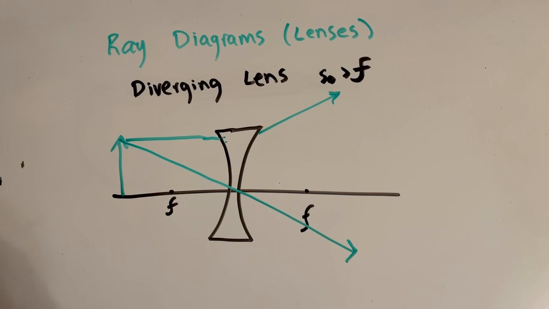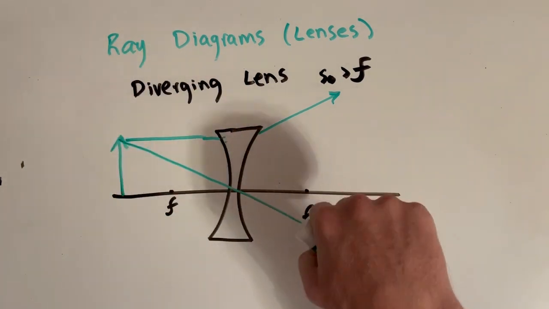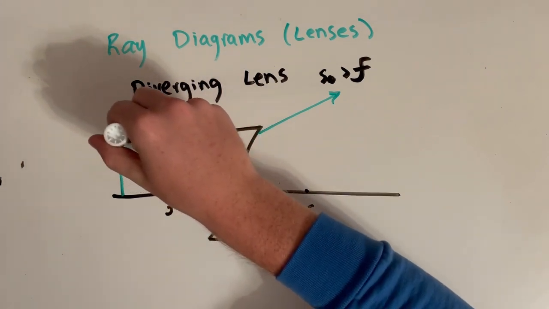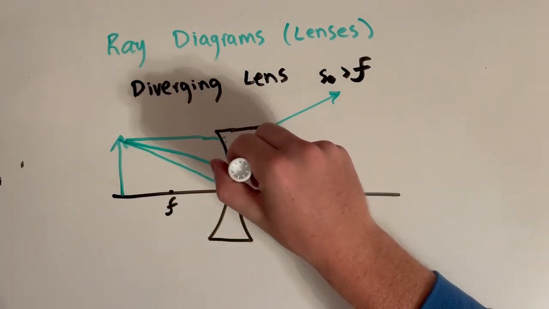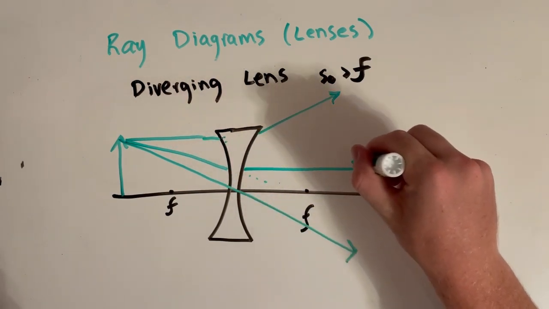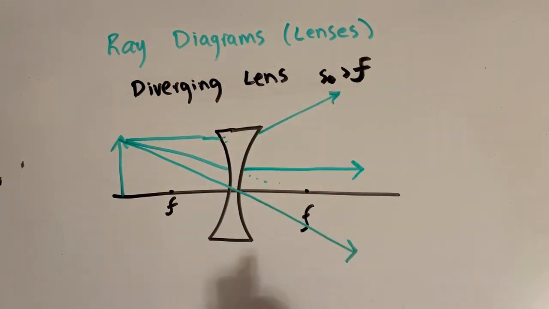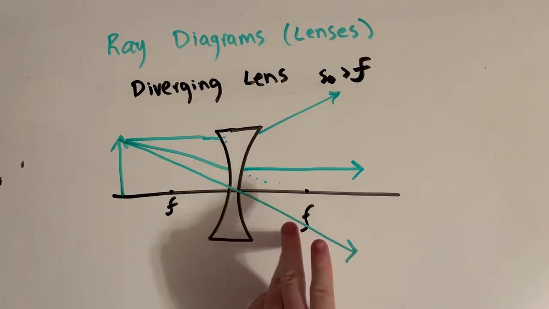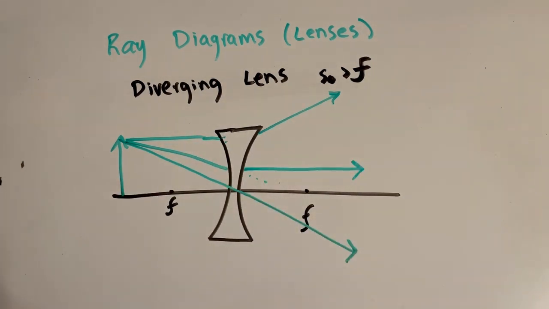And then our third one, it's going to go in the direction of our focal point right here. So we're going to try our best to eyeball it. And this should go all the way this way, but we're not. We're going to draw it then parallel to the principal axis, because that's our false focus to parallel axis.